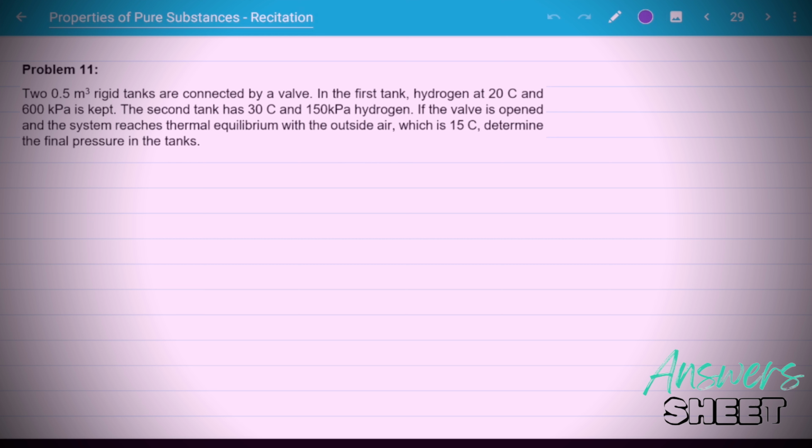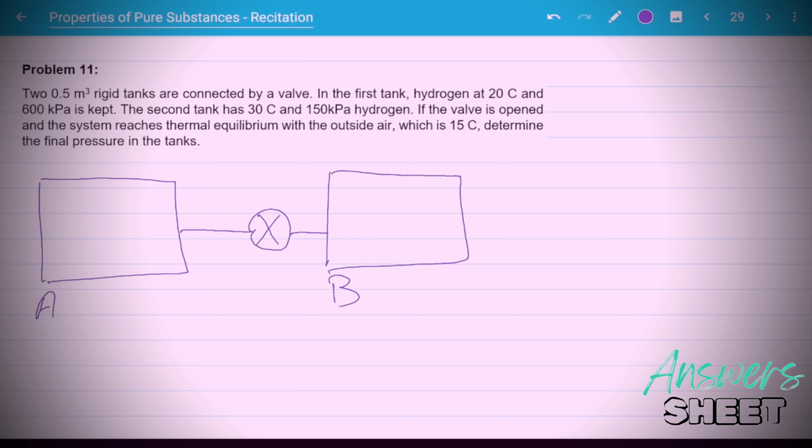So let's draw a schematic of the problem first. This is tank A. This is the valve. And this is tank B. So initially, in tank A, we had hydrogen with a temperature of 20 degrees and a pressure of 600 kilopascals. In tank B, we had hydrogen with a temperature of 30 degrees and a pressure of 150 kilopascals.